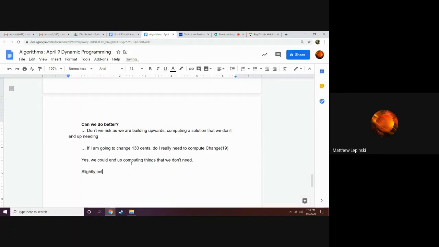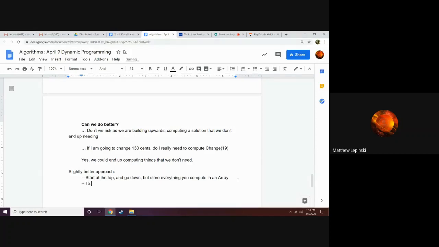So a slightly better approach for solving these types of problems is to start at the top and go down, but store everything you compute in an array. It's not a huge runtime advantage, but it's slightly better. It depends on exactly how many coins you have and what their values are.